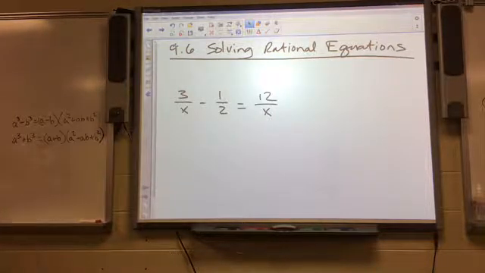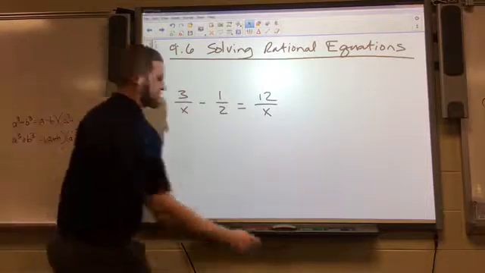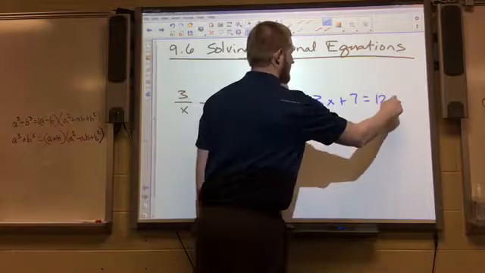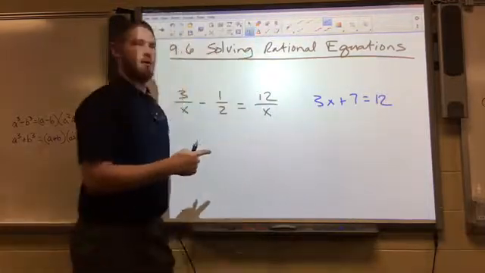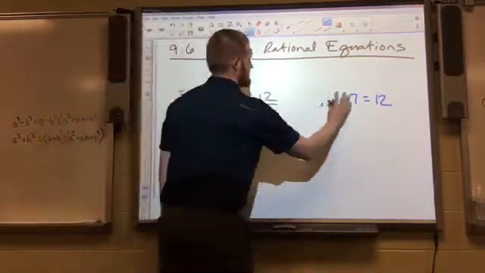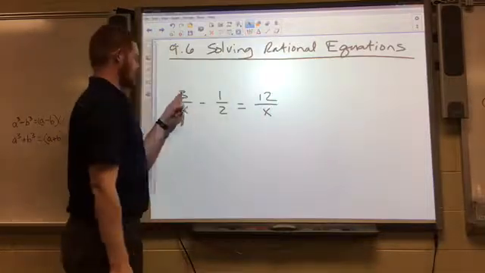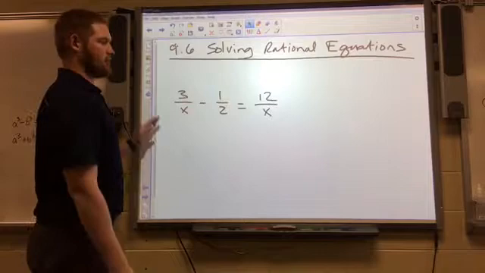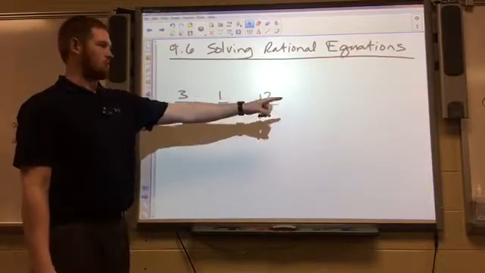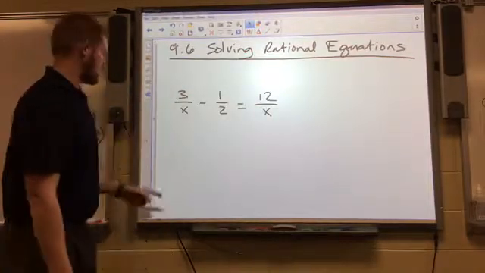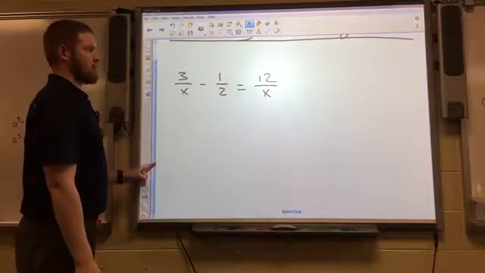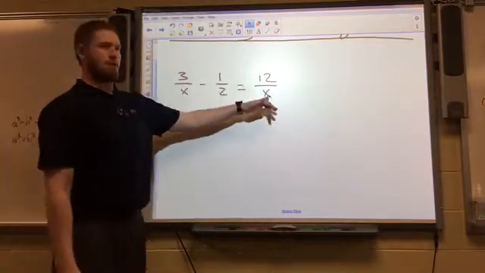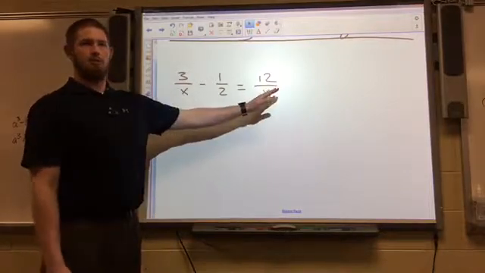If this was not fractions, if you just had a nice linear equation, 3x plus 7 equals 12, that's easy. Everybody agree with that? The thing that makes this hard is fractions. So what we're going to do today is eliminate those fractions so we have a nice equation like what we just had written. To do that, we have to understand, which was part of the last lesson, what is our common denominator?